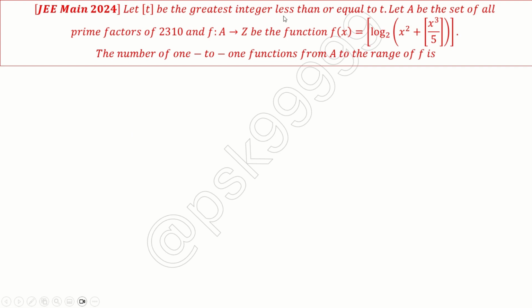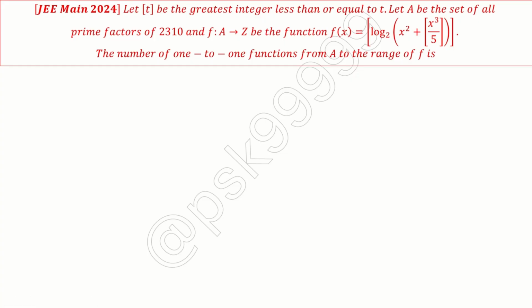Let [t] be the greatest integer function, less than or equal to t. We know this square bracket t function, right? Greatest integer function. Let A be the set of all prime factors of 2310 and f be the function from A to Z, f of x equal to, carefully check these greatest integer functions, [log base 2 of (x square plus [x cube divided by 5])]. Here x cube by 5 also has a greatest integer function. If this is f of x, then we need to find the number of one-to-one functions from A to the range of f.